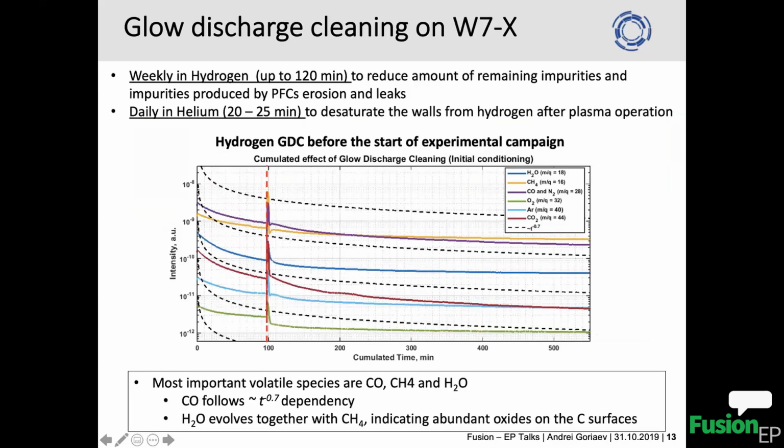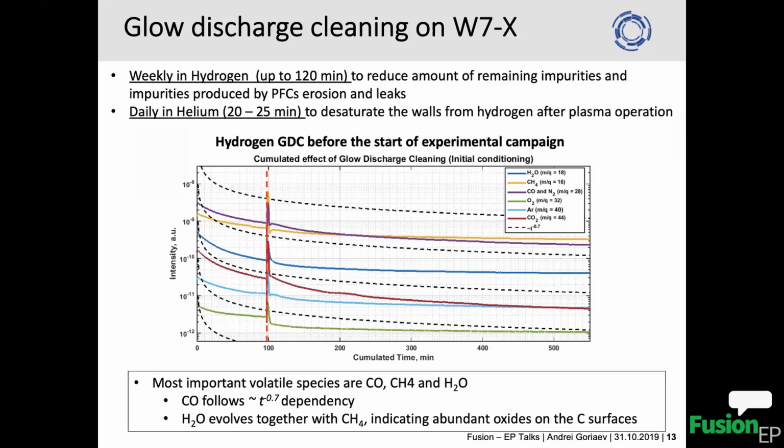So we go a little bit deeper into the details of glow discharge conditioning, with W7X wall conditioning as an example. First of all, for glow discharge cleaning, we can use different gases, and this kind of wall conditioning is sensitive to the type of gas. So usually you apply hydrogen glow discharge cleaning to remove main impurities like carbon oxides, hydrocarbons, oxygen, and water.